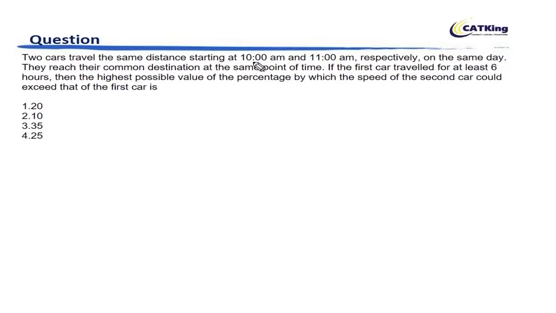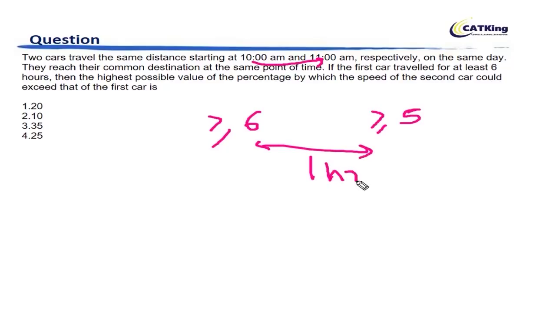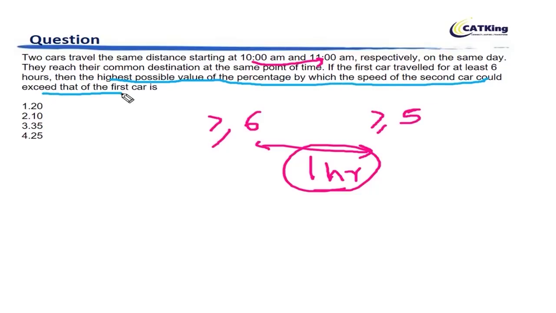Now, two cars traveling at 10 and 11 respectively on the same day reach their common destination at the same point in time. If the first car traveled for at least 6 hours, then the second car traveled for at least 5 hours. So the difference here is 1 hour. There is a difference of 1 hour between the two cars as far as the time taken is concerned. So the question is, the highest possible value of the percentage by which the speed of the second car could exceed that of the first car.